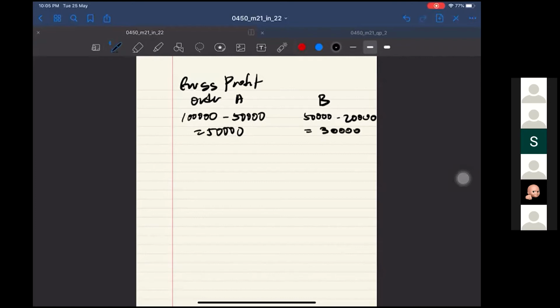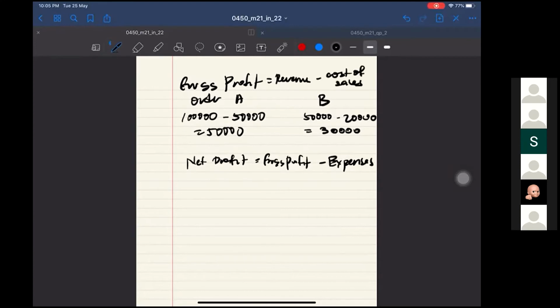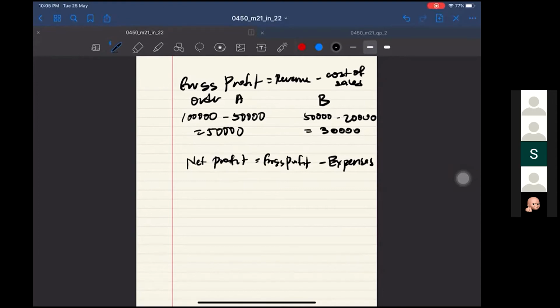So now from gross profit, next, what is your calculation? It will be net profit. So what is the formula for net profit? Use your gross profit, you minus your expenses. This formula you must know. Gross profit is only when you use your revenue, you minus your cost of sales. You haven't deducted all the expenses. When you come to net profit, you need to deduct all the expenses. So this is the difference.